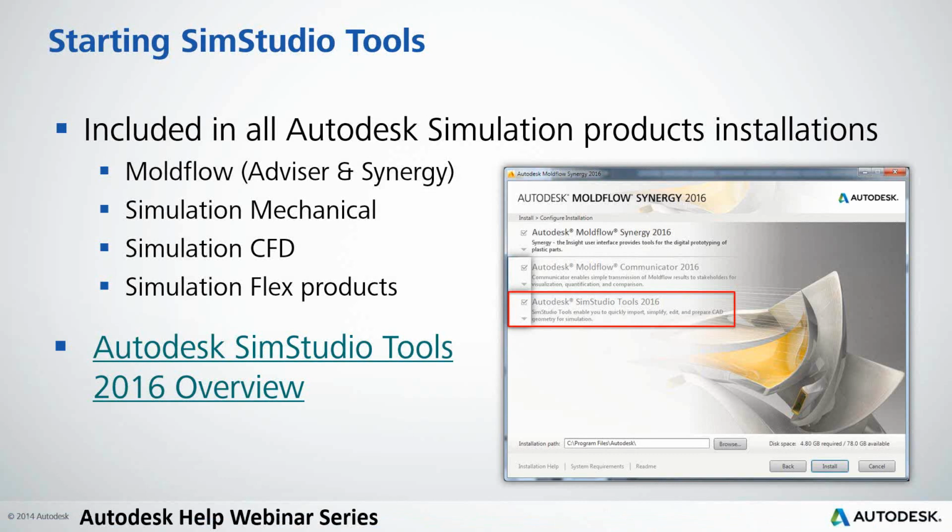For SimStudio Tools, when you're looking to actually install the product, if you're not aware of it being installed on your system currently, it's included in the Simulation 2016 product installations. So it's included in anything from Moldflow Advisor and Synergy to Simulation Mechanical, CFD, and even the Flex product line. You can see in the screenshot, it's listed in the installation menu as one of the products to either check or uncheck whenever you're installing the product. So if you didn't see it installed on your computer currently, you can just run through the installation for the 2016 simulation product again, and that'll pop up there, and you can just check that box and it'll install it for you.